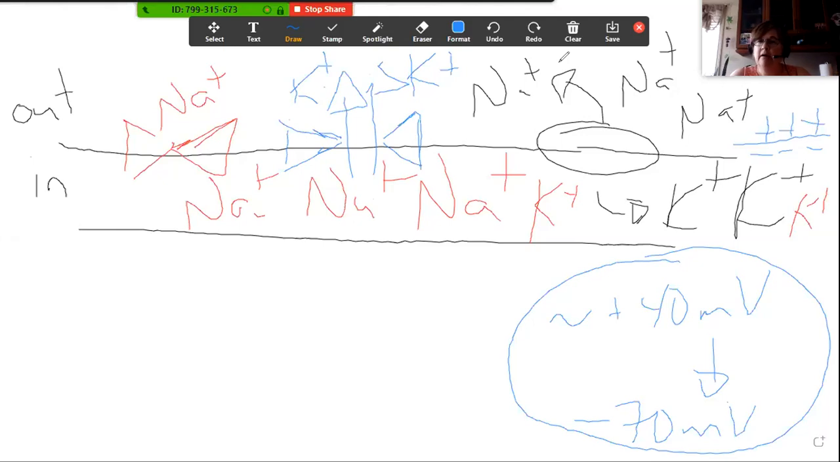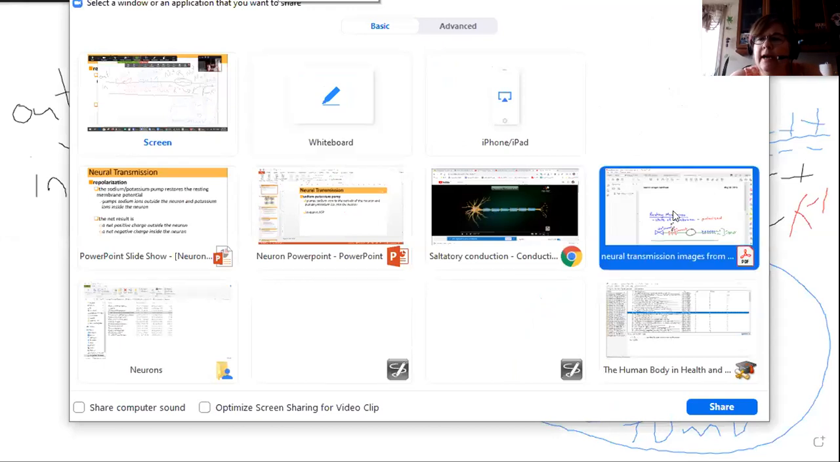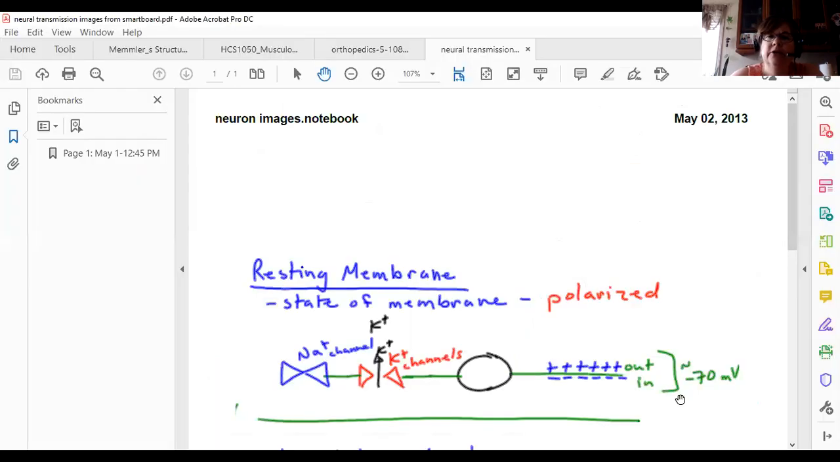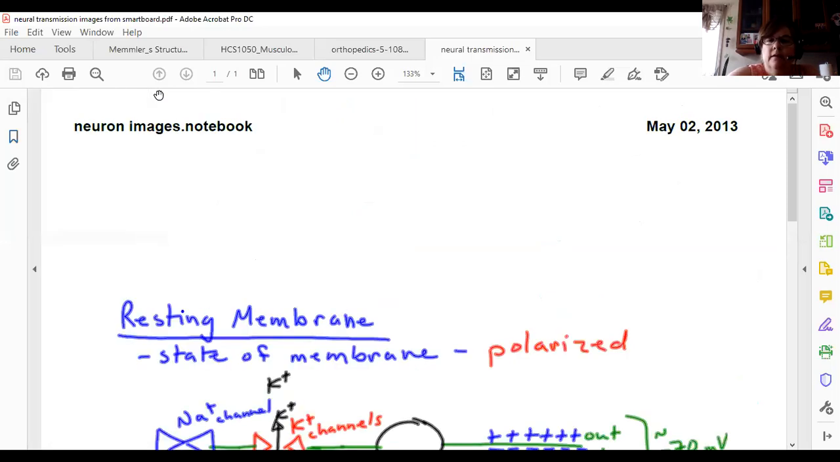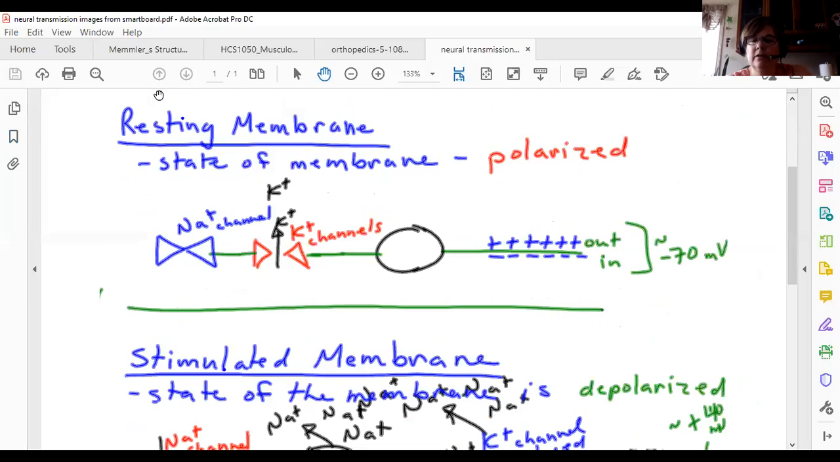Okay, so I'm going to bring up the PowerPoint again. Actually, I'm going to bring up something else here first. I haven't posted this yet, but I will, just so you have it to look at. This is something I did a couple of years ago, back when I had a smartboard. It gives you images just like what I drew out for you, except they're a little clearer here.